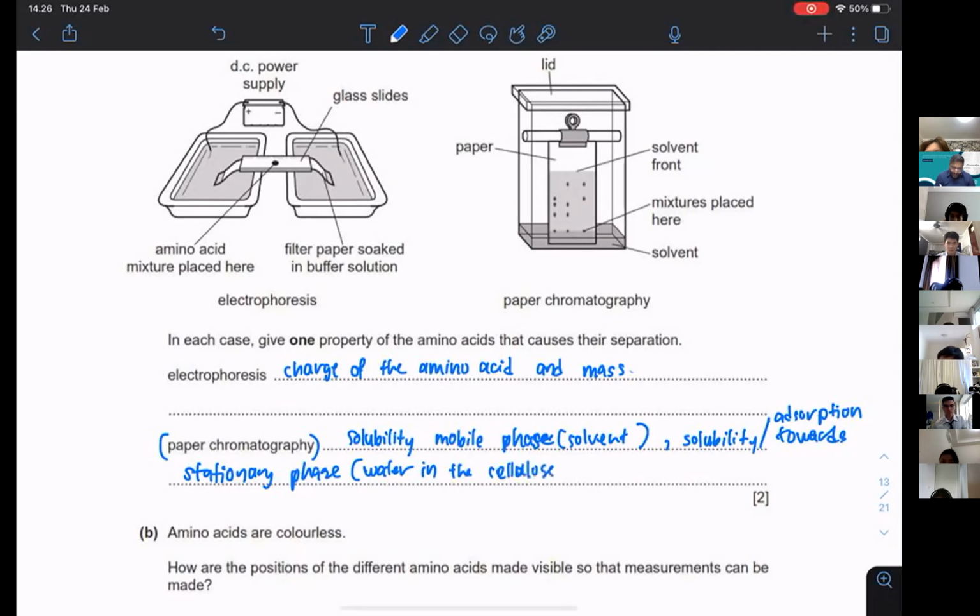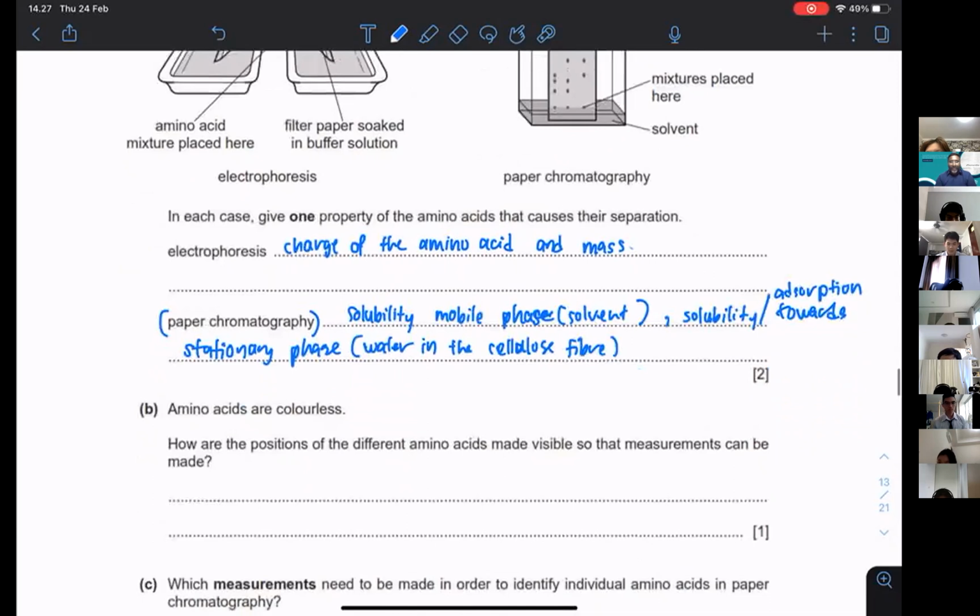Cellulose fiber. So that is going to be for paper chromatography. It depends on the solubility or absorption of the sample towards the stationary phase, which is the water in the cellulose fiber. So that is going to be the property, based on the solubility.